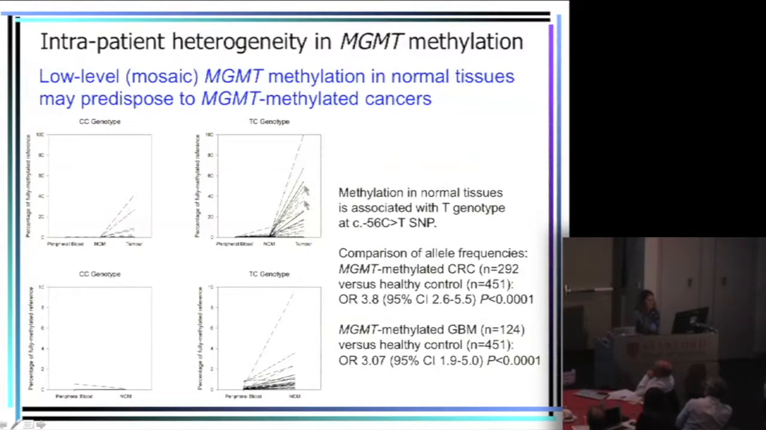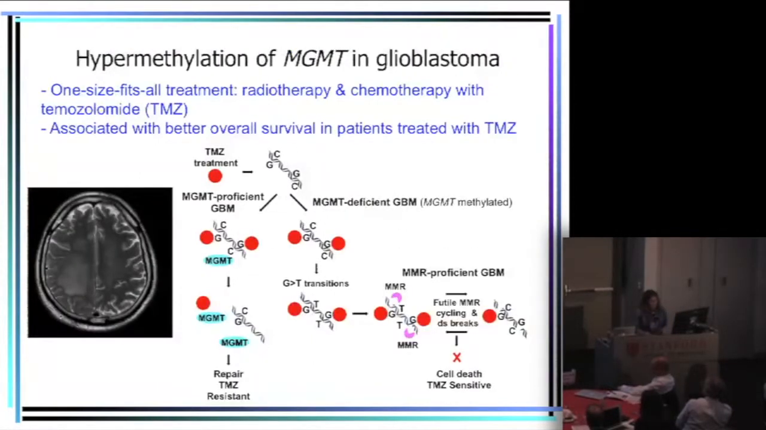And then, of course, in the tumor, this is highly predictive. And in a separate study, we've actually found that this SNP may, in fact, be predisposing to this subtype of cancer. So now just the last few slides, but the main focus of the talk here, really, save the best to last, is hypermethylation of MGMT in glioblastoma, where it is actually of clinical relevance.